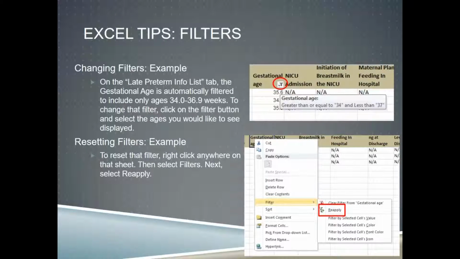Some other tips. We do have one report called the late preterm info, and this is basically the range of 34 to 36.9 weeks. There's a filter on that particular one that we recommend you don't touch, because otherwise it doesn't remain 34 to 36.9 anymore. Obviously, if you're advanced in using Excel, you'll know how to recreate it. But the goal here is that you reapply the filter for this particular report to ensure that it's pulling in the correct records.